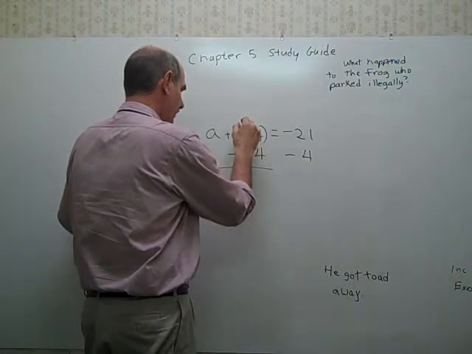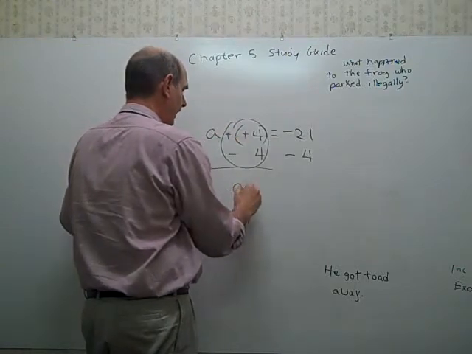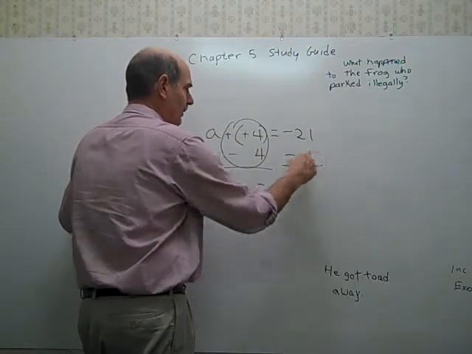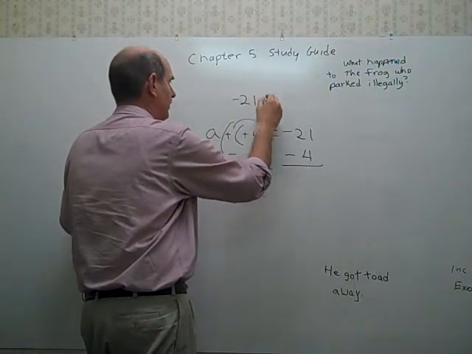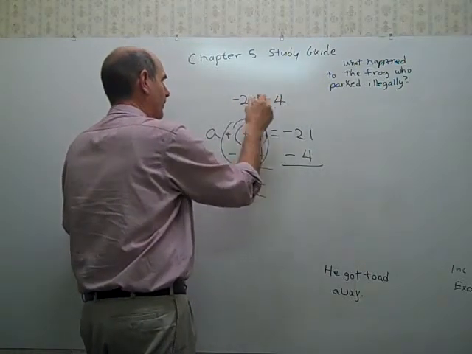Okay, this is going to be a 0 pair right here. That's A. So what happens over here when I want to subtract 4 from -21? It's like this problem. And I go keep, change.